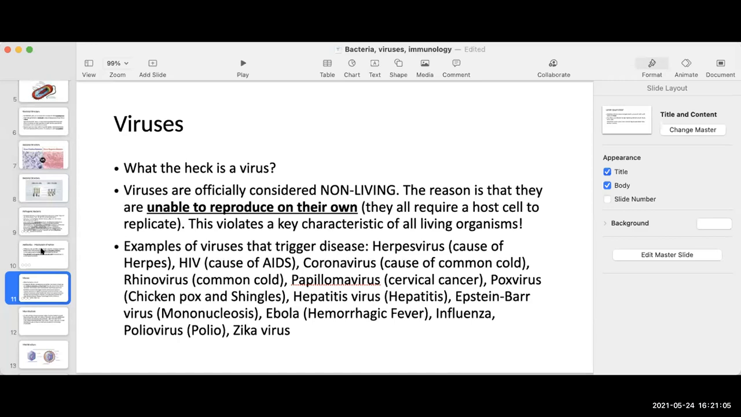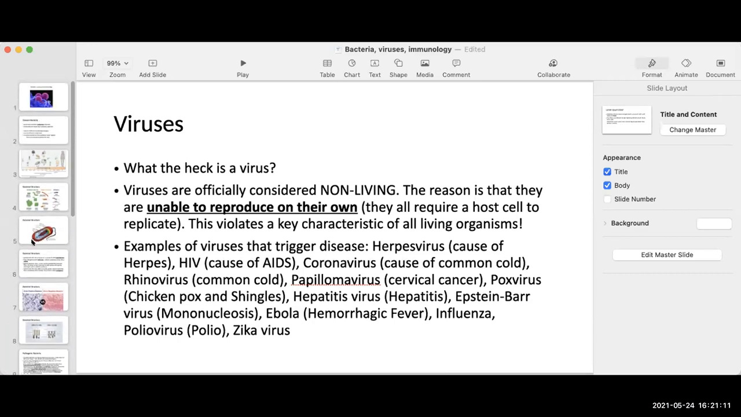Now, the other thing is they're not made of cells. They're not a cell at all. We'll see this shortly. They don't have a phospholipid bilayer membrane. Everything else on the planet does. It's either a cell or it's more than one cell. So viruses are kind of weird. And they're ancient, man. They've been around since bacteria, billions of years.